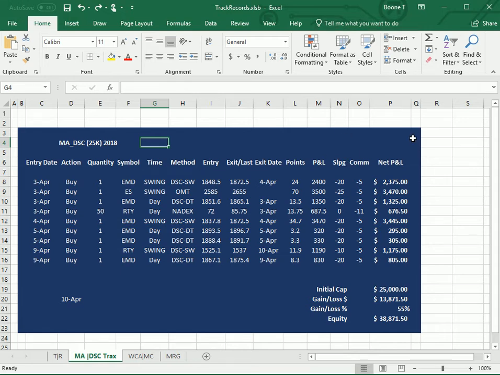And of course, that's essentially trading's 90-10 rule: 90% of your profits are going to be made on 10% of the trading days. This is no exception to that. I mean, this was an incredible run that we've had in the DSC.